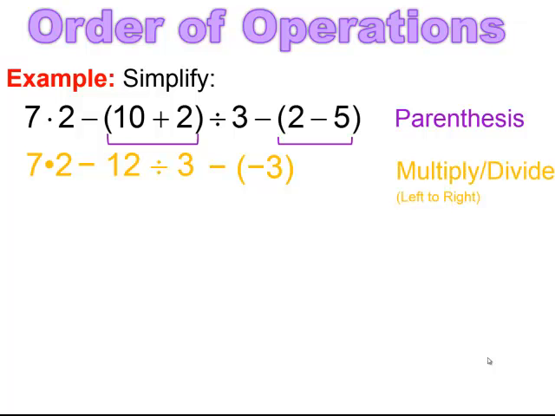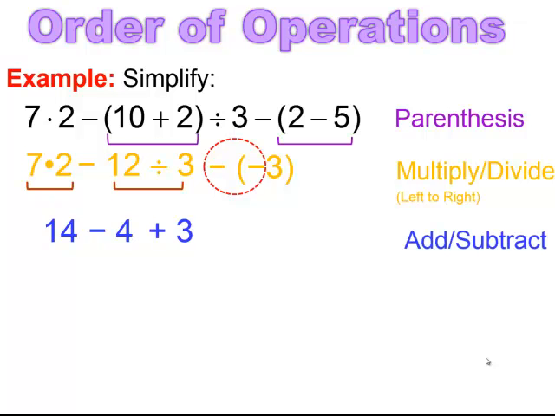So now the next step is to do that multiplication and division, and you always want to work from left to right. So I'm going to have the 7 times 2, and that's going to be 14, and then the 12 divided by 3 is going to be -4, and that double negative is going to change to a plus. So it's important that you work from left to right and think of the different rules that apply. And now it's addition and subtraction. From left to right, I end up getting 14 minus 4 is 10, and then plus 3, I end up with 13 as my solution.